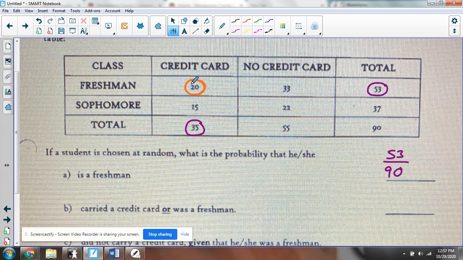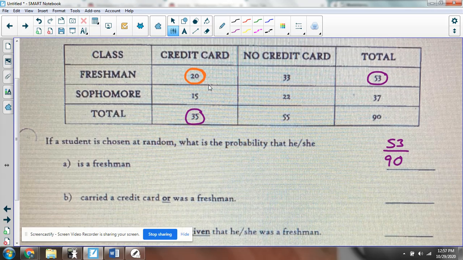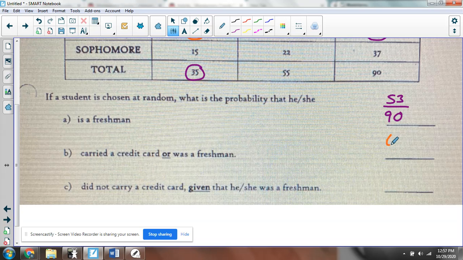It's an OR probability. It's the probability of a credit card plus the probability of freshmen minus the probability of both. 35 plus 53 is 88. Minus 20 is 68. 68 over 90, which is 34 over 45.